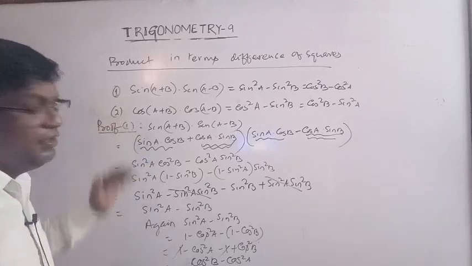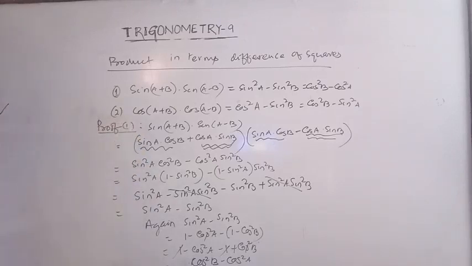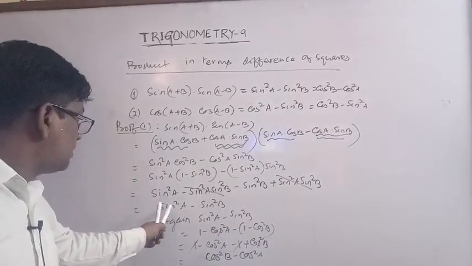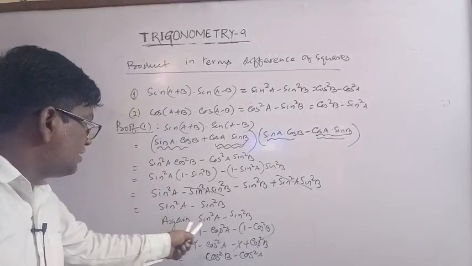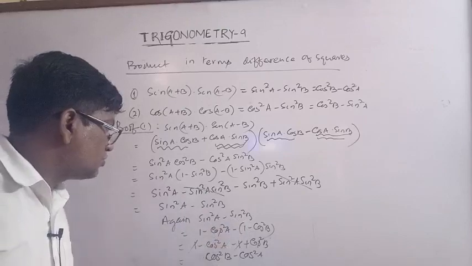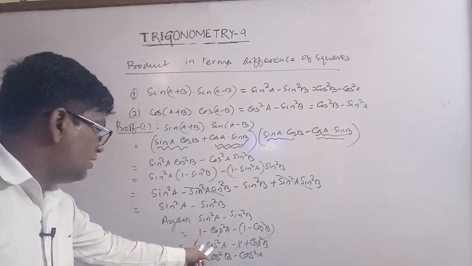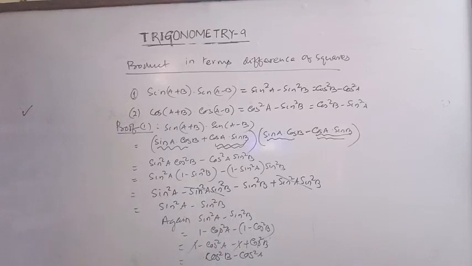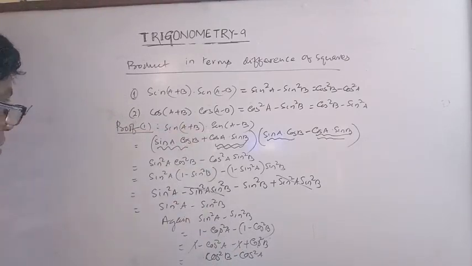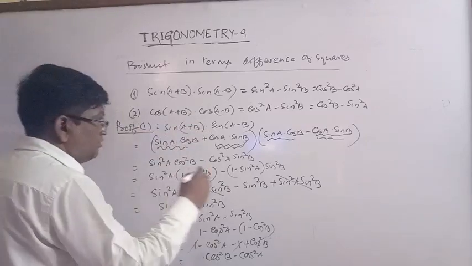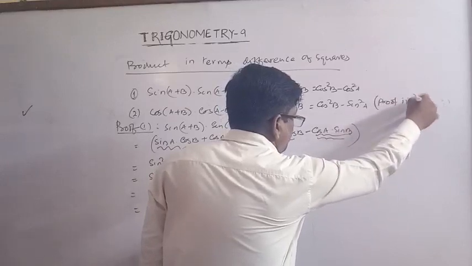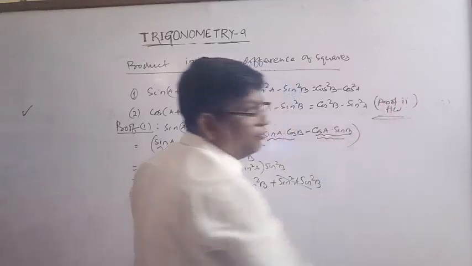Similarly, the second can also be proved. This is the formula. To prove this, sin square A minus sin square B: sin square A means 1 minus cos square A, sin square B means 1 minus cos square B. So this goes cancel, and this is cos square B minus cos square A. The second can be proved by applying the cos(A+B) formula and the cos(A−B) formula. The proof of 2 is homework for you.